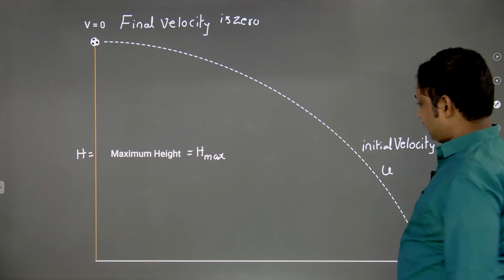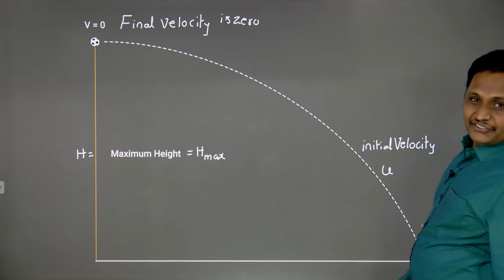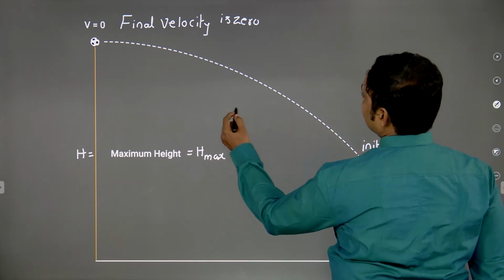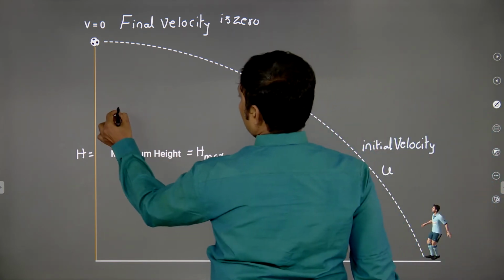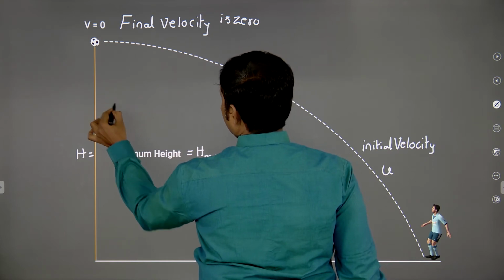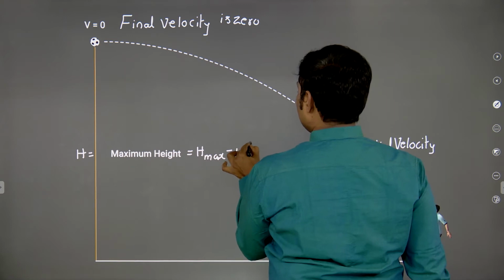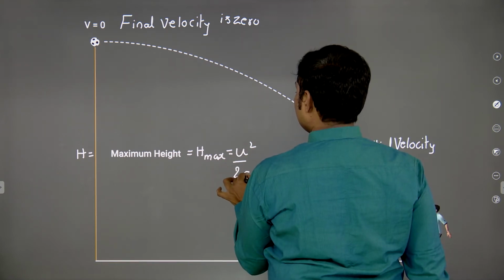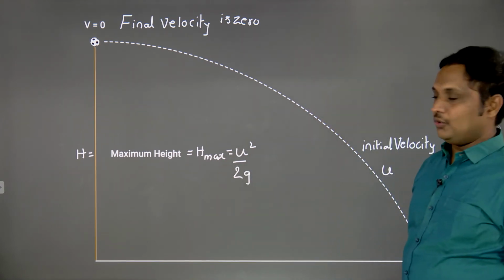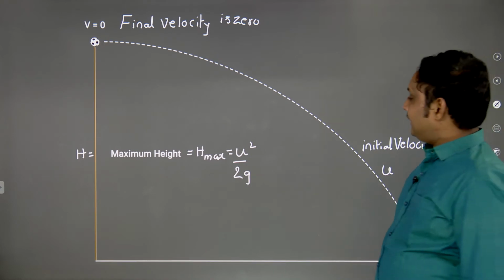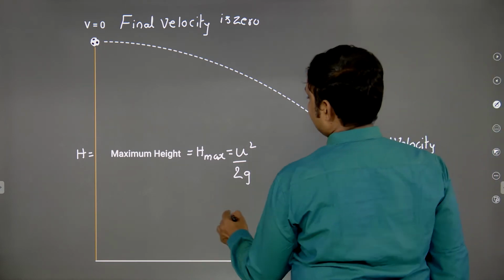Okay, it's very clear. So you have that final velocity V is equal to 0. Therefore, H maximum is equal to U square by 2G. It's very clear. We will go for this one. Yes, you can take that.